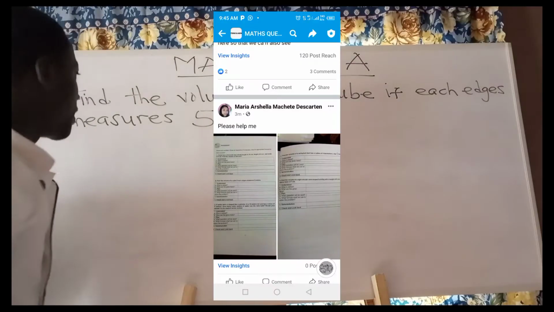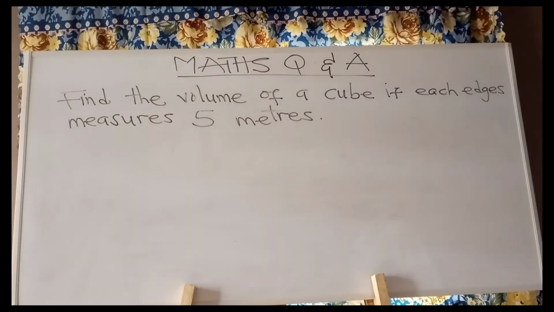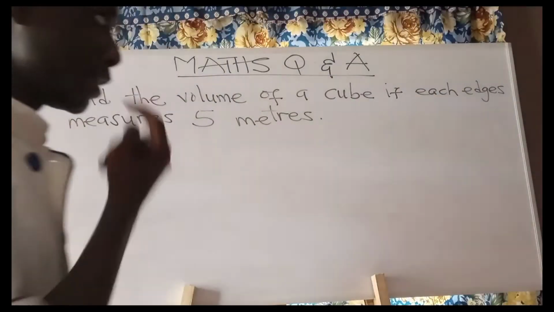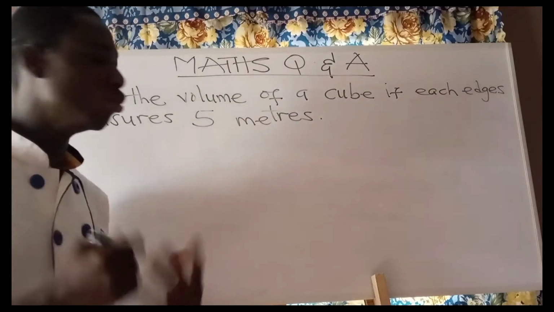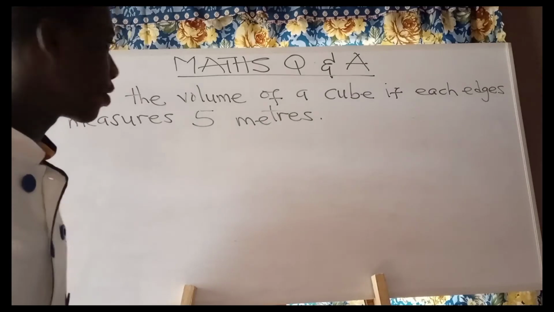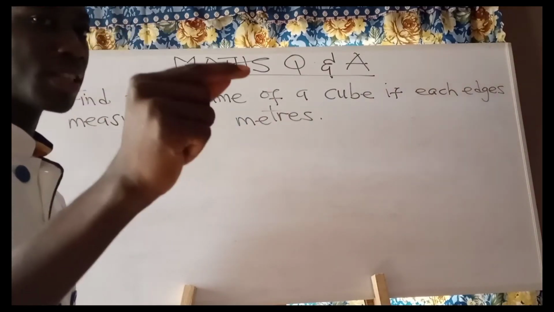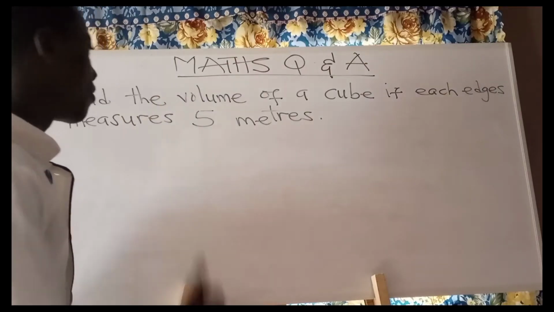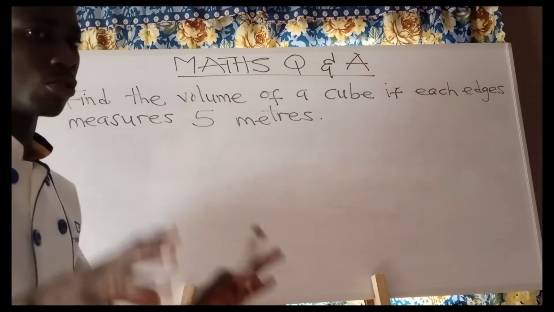Our next question from the random questions from our Facebook page is: find the volume of a cube if each edge measures 5 meters. That means we are still on finding the volume of given figures. Now, anytime you're given a word problem question, deduce the data first. From this one, we are dealing with finding the volume of a figure, so we have to draw the figure.